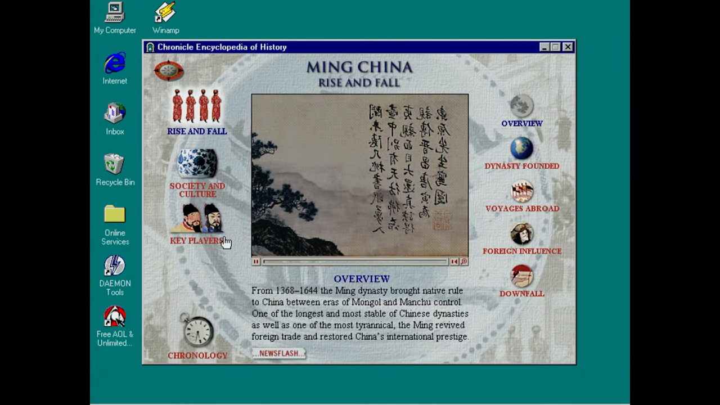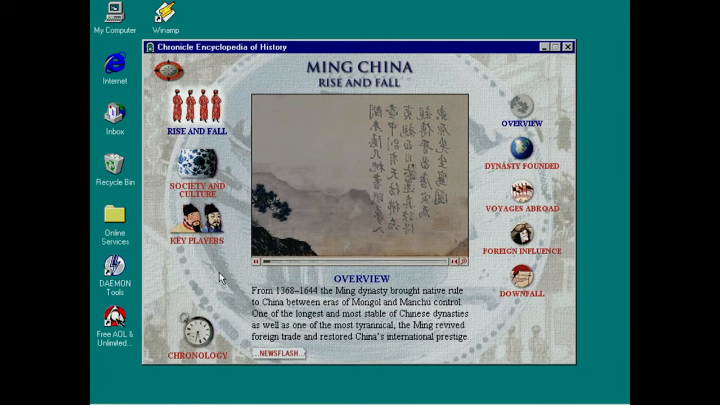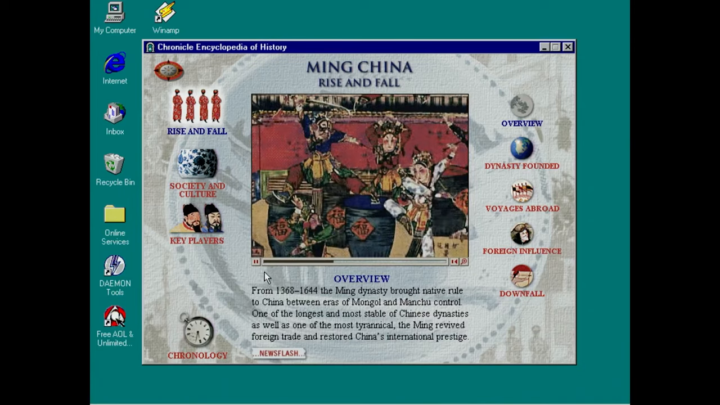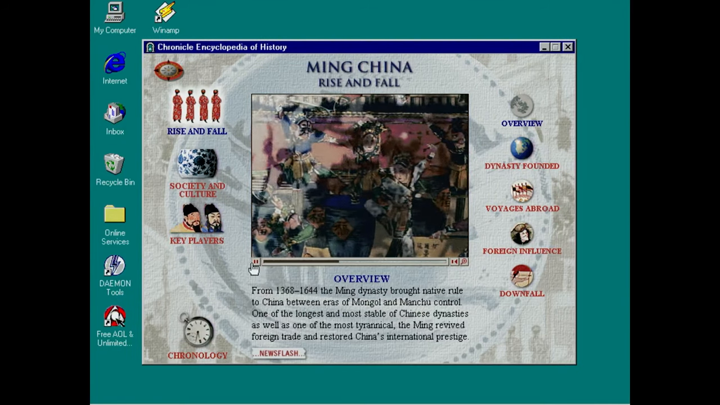In 1368, the Ming Dynasty came to power, freeing China from the mighty Mongol Empire. The autocratic China became the largest and wealthiest state.